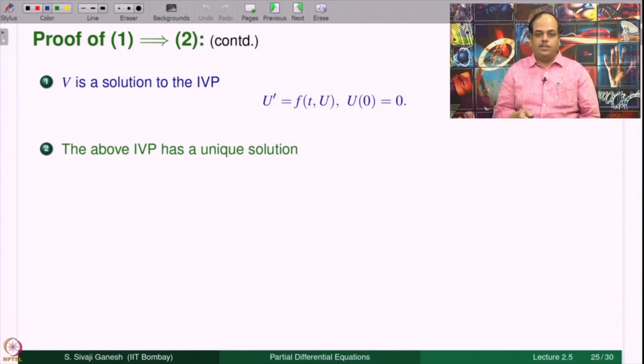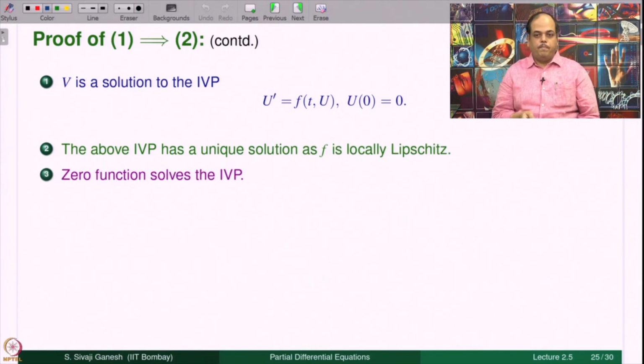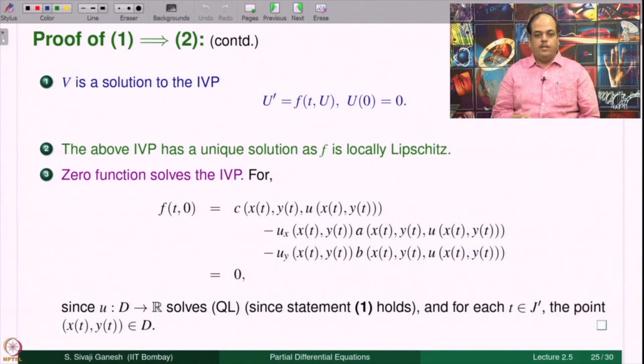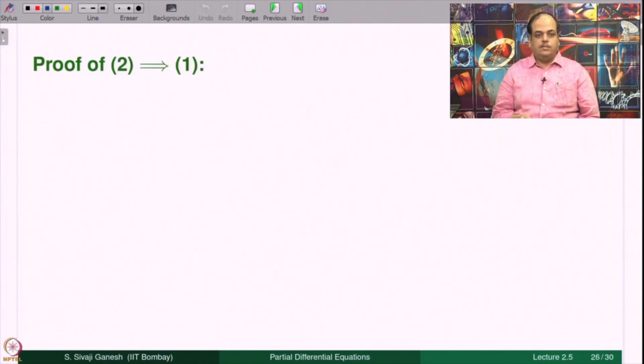This has a unique solution because f we have shown is locally Lipschitz, therefore, this initial value problem will have a unique solution. The 0 function solves it, very obvious. You have to check that the derivative of 0 is 0, therefore, it is enough to check f of t comma 0 is 0, which is verified here. F of t, 0, you have to substitute u is 0, you get this and that is 0. Since u solves the quasilinear equation, we are using that because statement 1 is given, that u is a solution. That is it. So, this shows 1 implies 2.